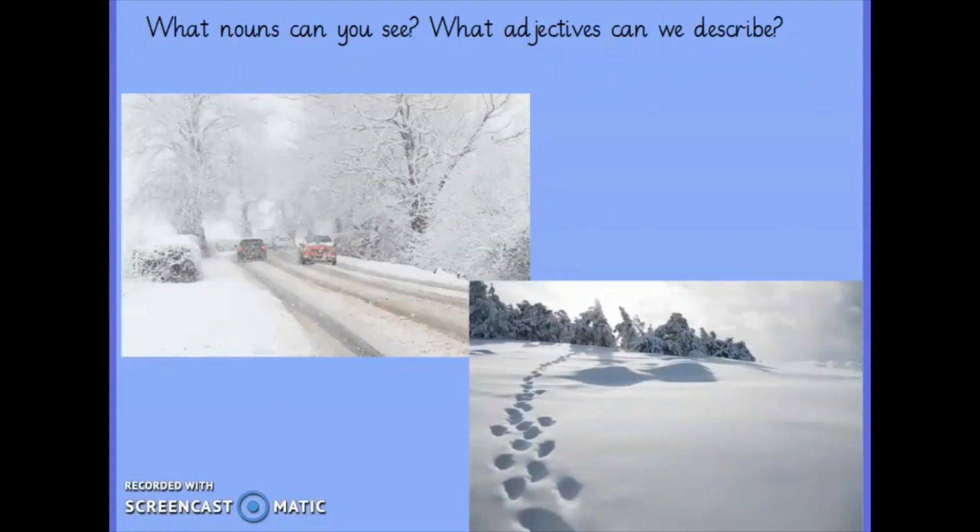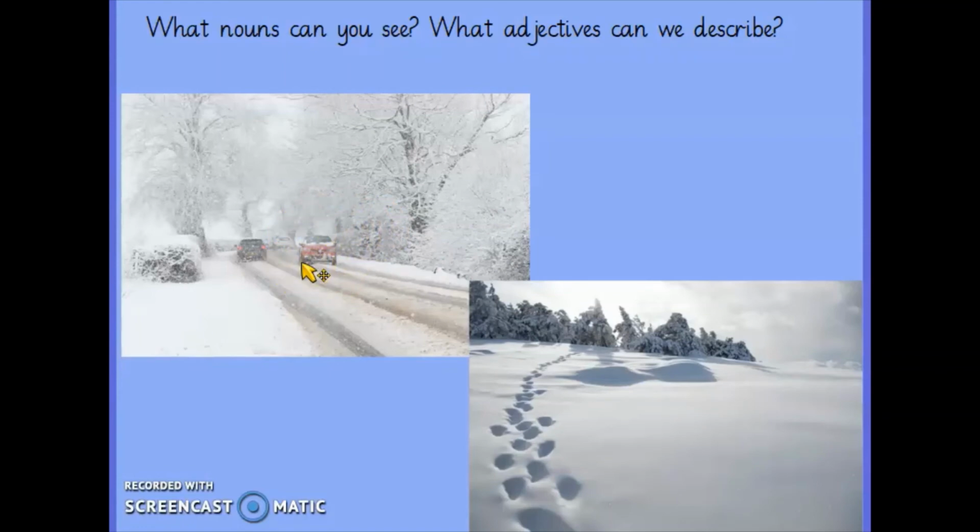So what nouns, first of all, can you see in these pictures? So one's pretty clear. I can see lots of snow. And snow is a noun because it is a thing that you can touch and feel. Another noun that I can see is footprints. I can also see some trees and some cars. These are all nouns that we can see.